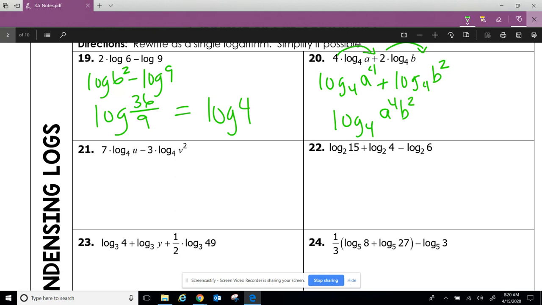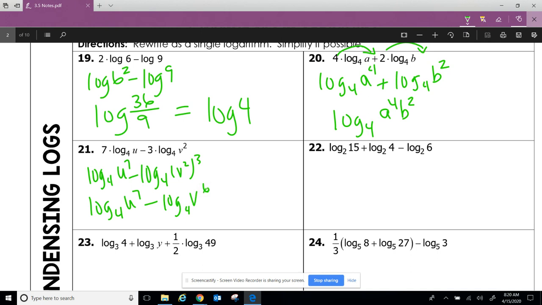All right, 21. Let's deal with our exponents first. So log base 4 of u to the 7th minus log base 4, oh, this is fun, b squared cubed. So we got exponent rules inside of our log problem. I love it. All right, so let's go ahead and deal with those exponents first. U to the 7th minus log base 4 of, what do we do if we raise a power to a higher power? That's right, we multiply those exponents. 2 times 3 would be 6.